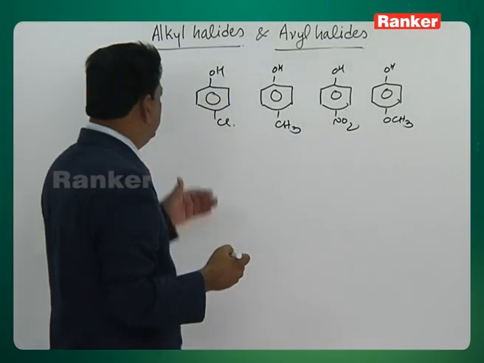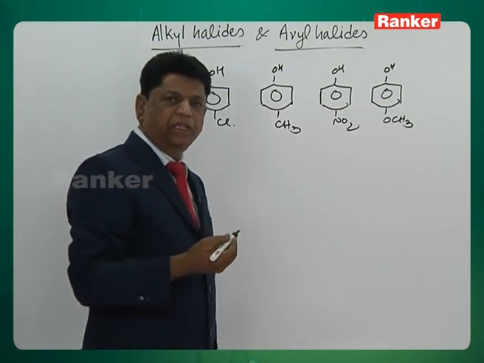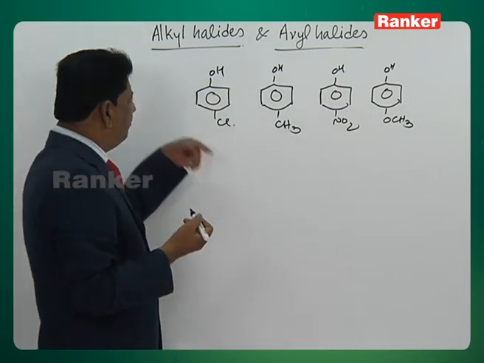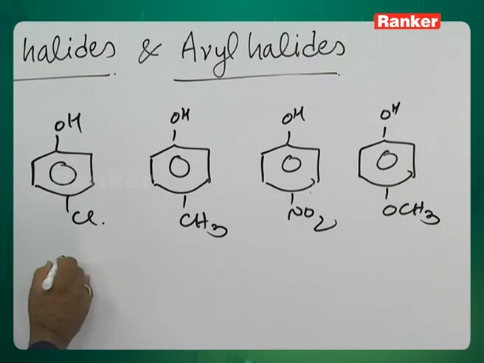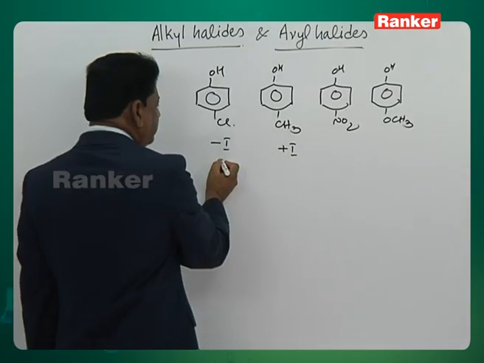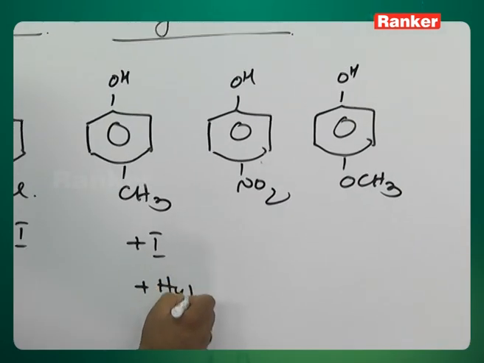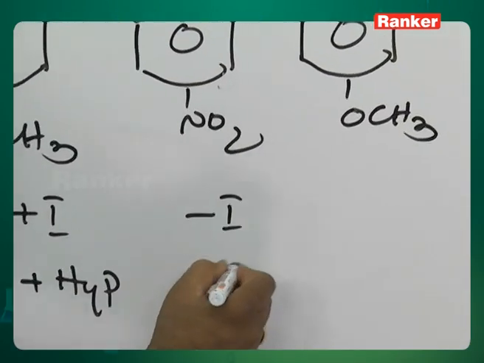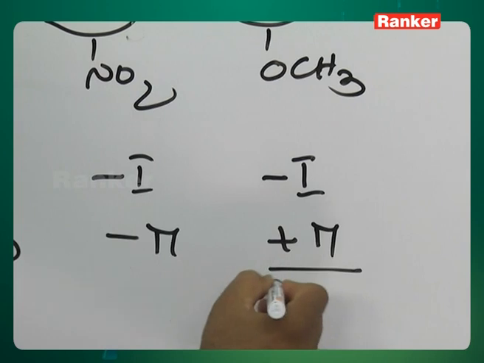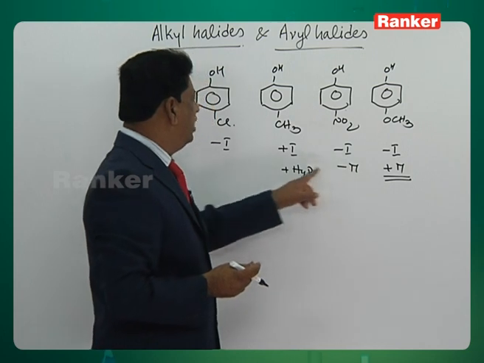Originally, the phenol stabilizes its anion, that is, after donating the proton, the phenoxide is stabilized through resonance, therefore it is acidic. But the effect of the chlorine here is the minus I effect. The methyl is a plus I effect and plus hyperconjugation. The nitro is a minus I and minus M effect. OCH3 shows minus I and plus M, and the dominating one is the plus M here. So, two of these are plus groups and two are minus groups.